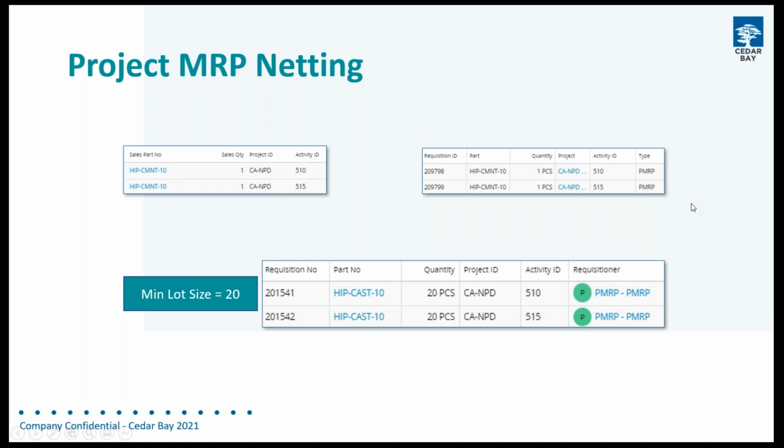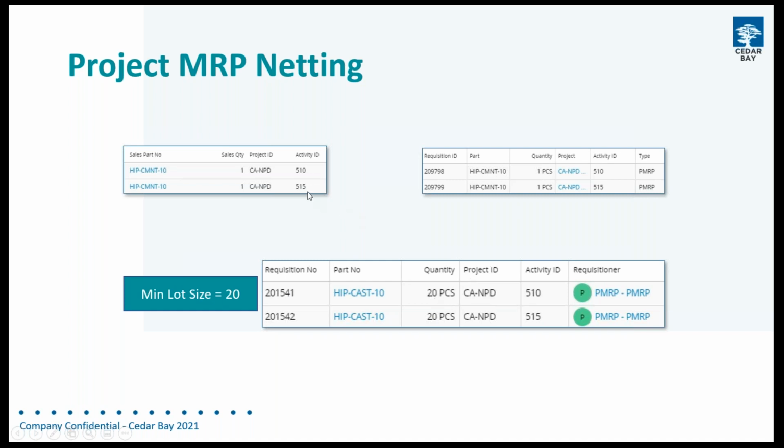But what I'm going to do here is apply a minimum lot size to the material. So what we're going to see then is that Project MRP will look at our minimum lot size, and it will make a purchase order requisition that will require that minimum lot size. And because of the activity connections, the first thing it does, it looks at activity 510, creates the shop order, creates the supply. We need one for activity 510. We've got a minimum lot size of 20, so we have a requisition of 20 pieces.